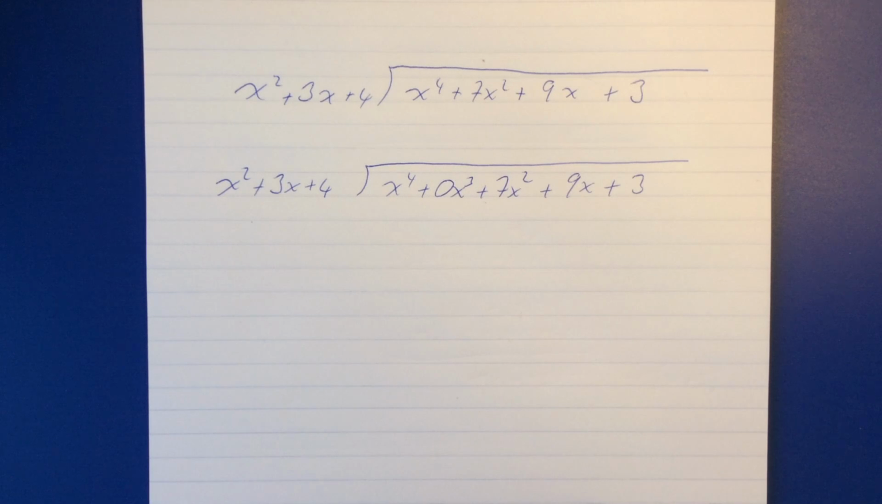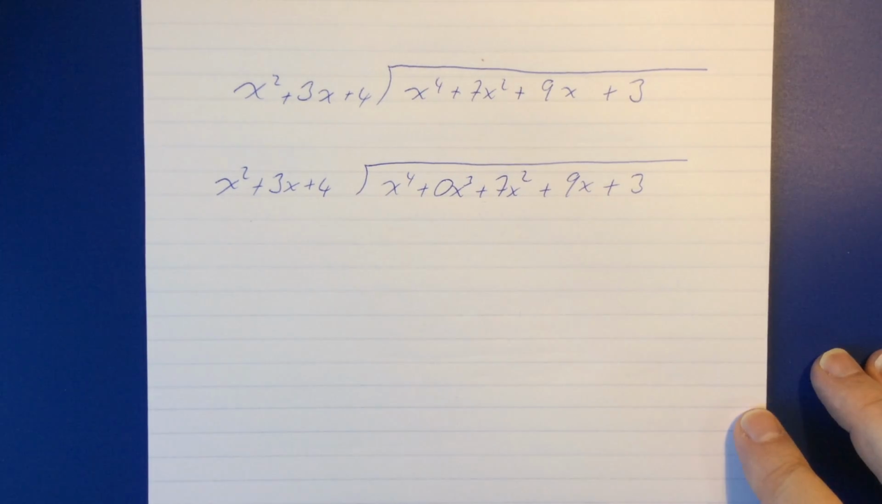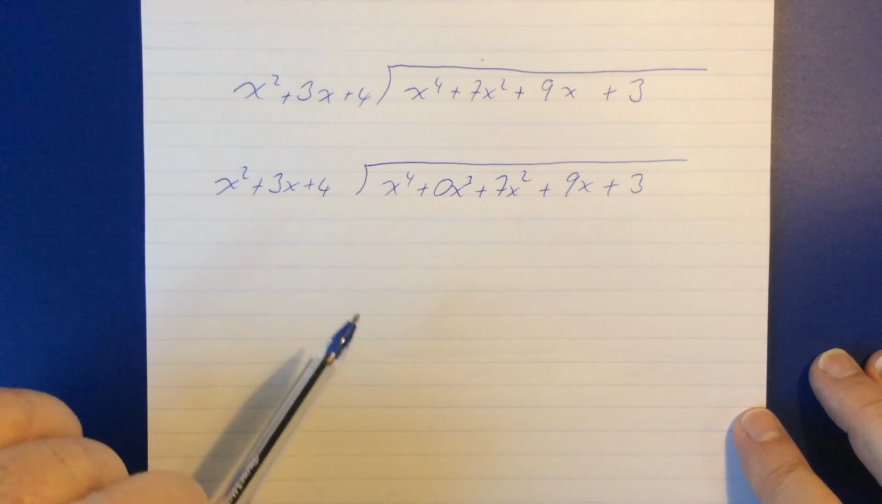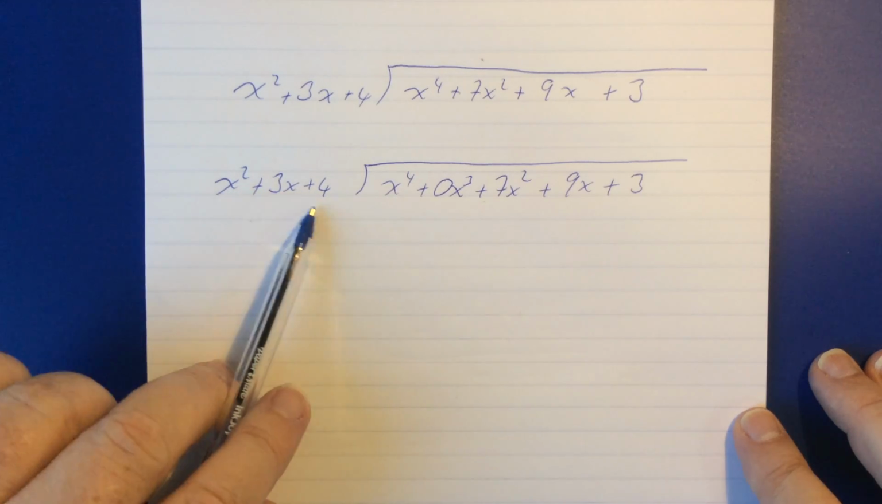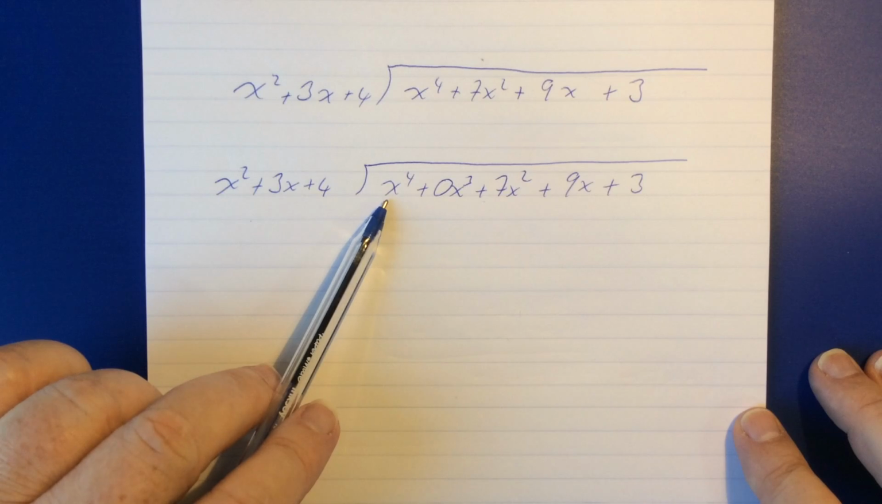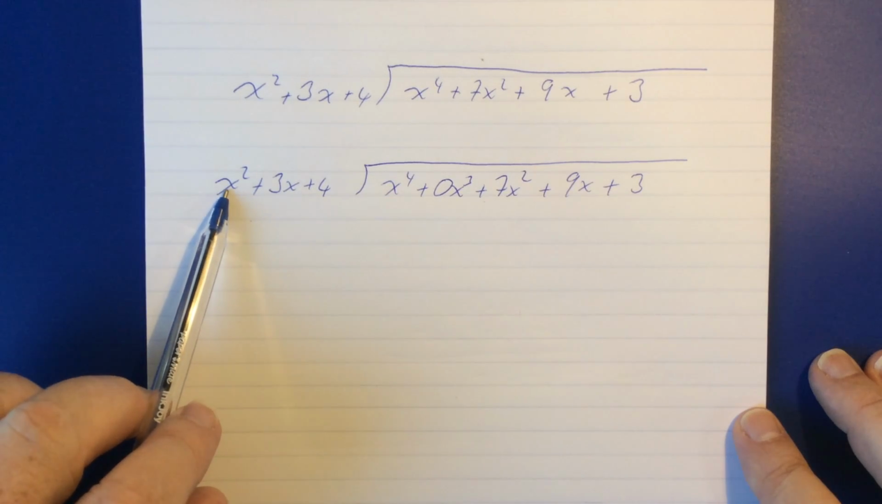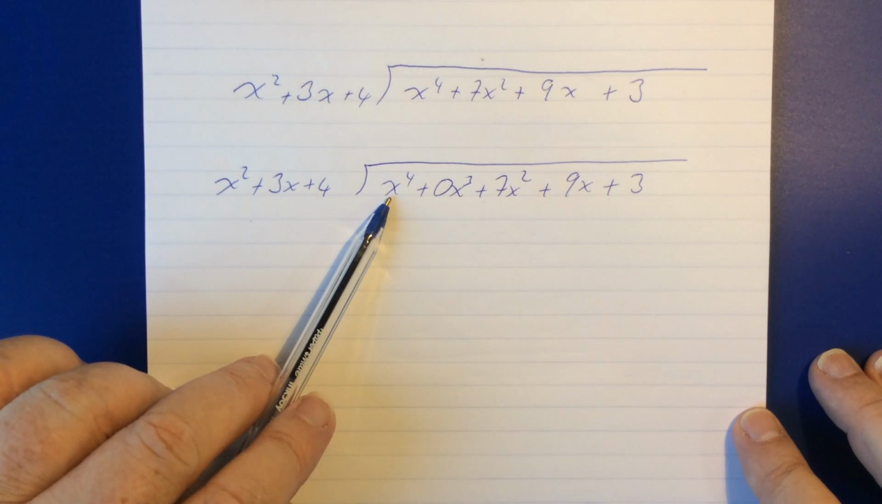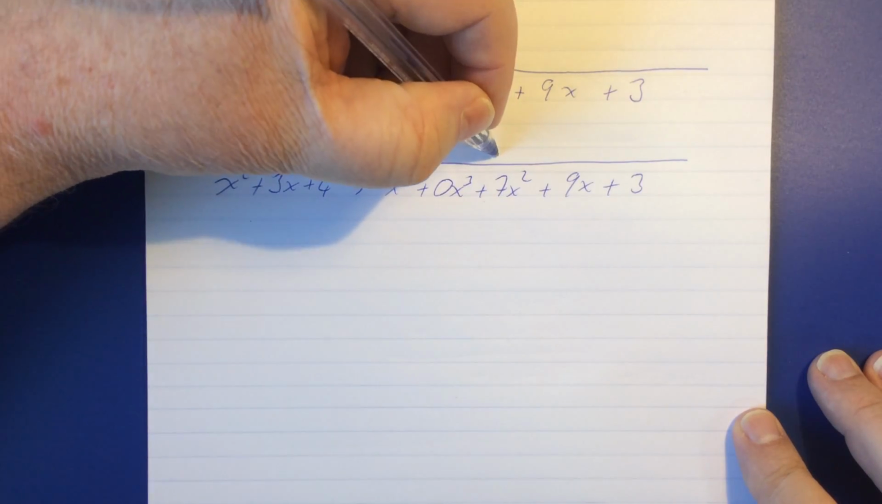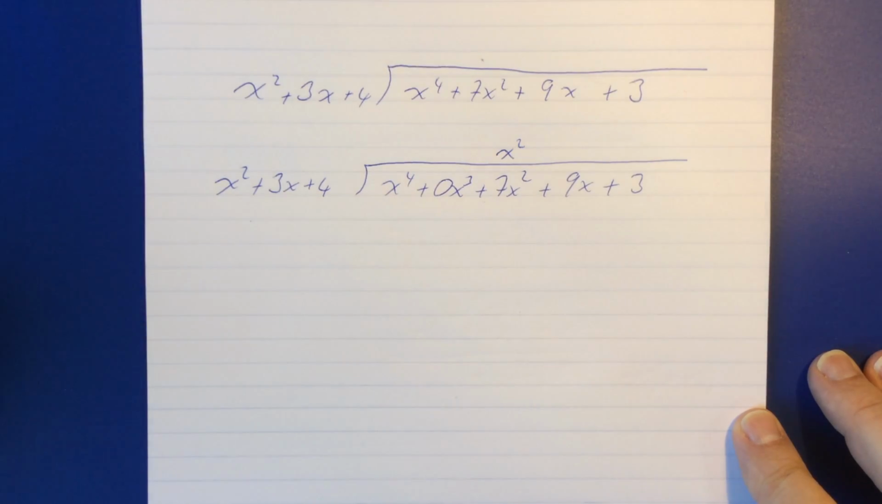Those of you who've seen my other videos on long division of polynomials will recognize my method. There's nothing different about what I do here compared to dividing, say, a cubic by a linear factor. There's just a little more work involved, that's all. Okay, so we're dividing by this expression, and the first question we ask is, what do we have to do to this x squared to get x to the power of 4? And the answer is that we multiply it by x to the power of 2.